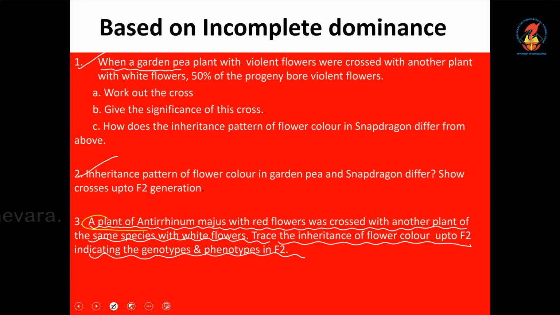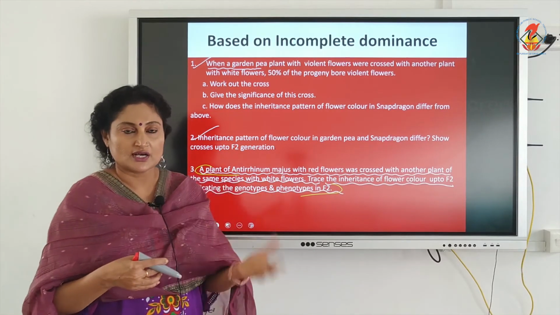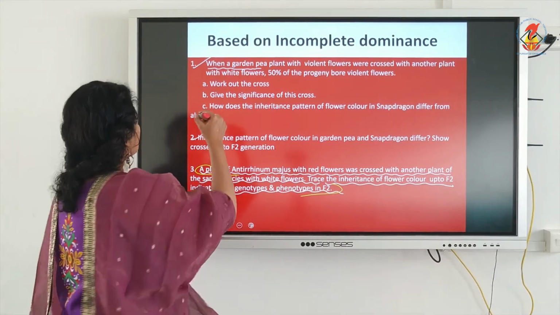So I started off with the third purposely because that's a simple direct problem. Now, how does it usually come? It comes in combination with another problem, like comparison with garden pea, etc. See, look at the first one.